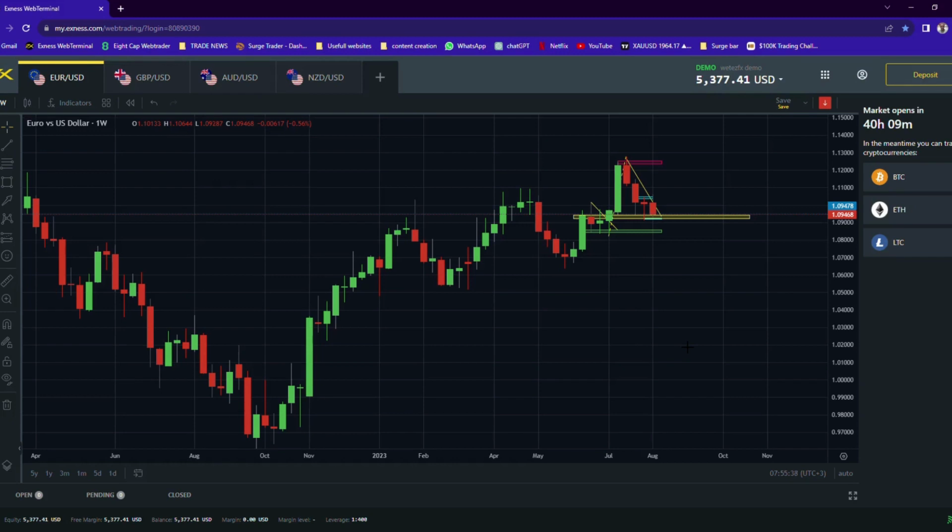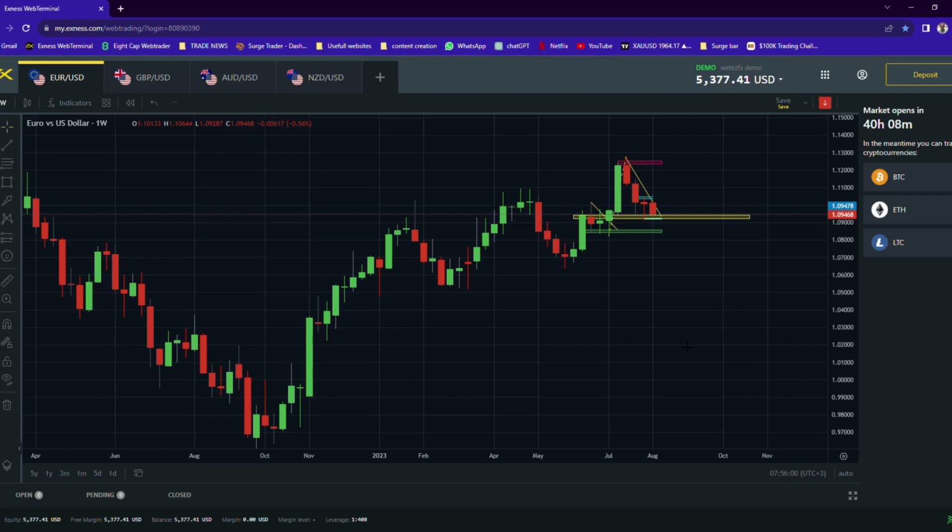So we're going to start with the Euro USD. Here we analyze how the market went for the whole week, and then we try to analyze the next possible move with the technicals and see how the market goes from there. So without wasting any time, let's jump right into it, guys.